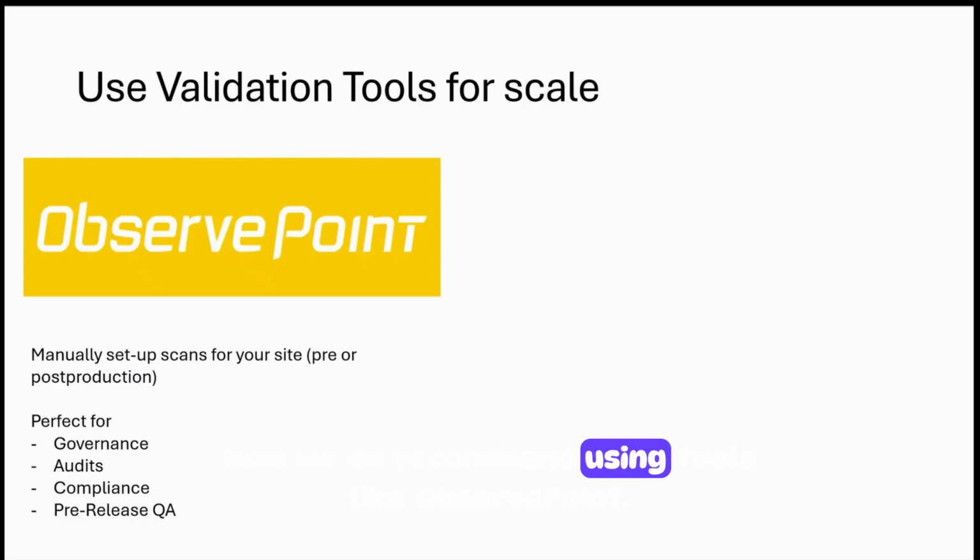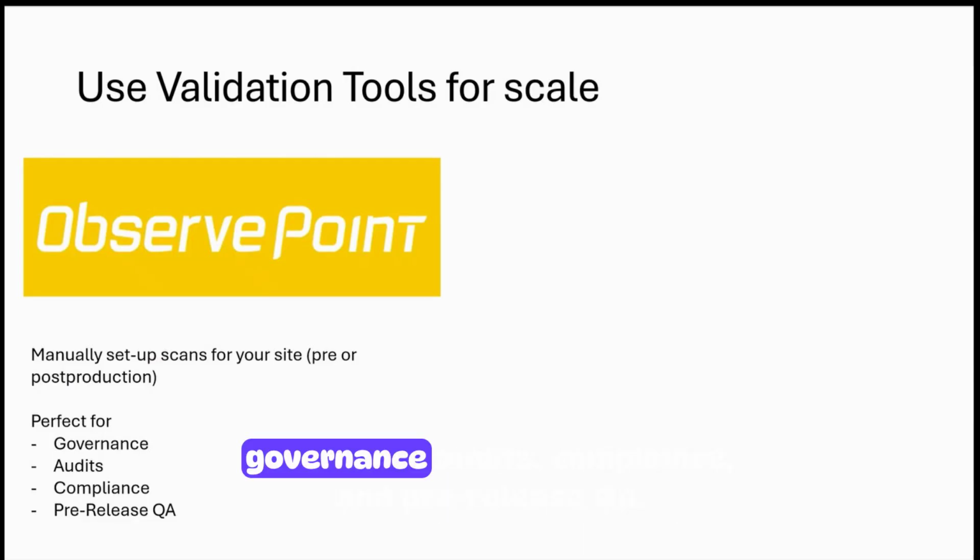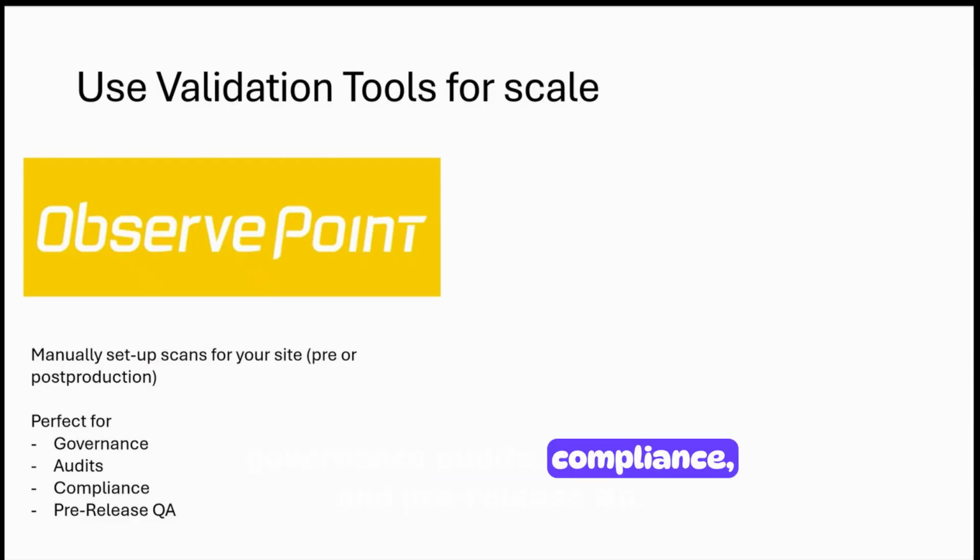Now, we do recommend using tools like ObservePoint. This will help you scale because your website is large and there's only so many pages you can check yourself. This allows you to set up a manual scan for your site for both pre and post production and is perfect for governance, audits, compliance, and pre-release QA.